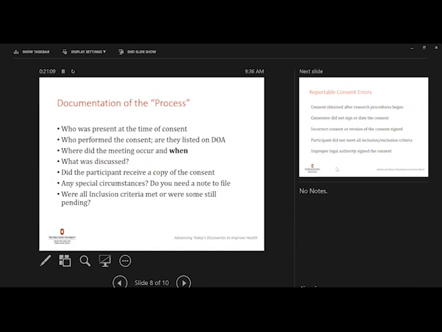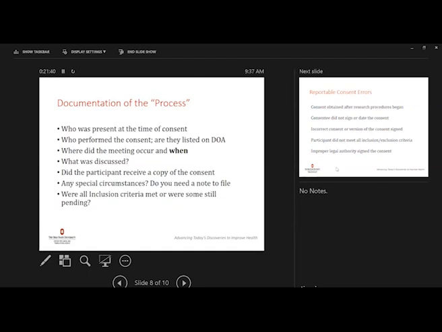A lot of centers will use a progress note. That's what we used at Children's, that would go through and document who was present at the time of consent. For pediatric studies, that's very important because sometimes you have parents who have different guardianships, so you want to know whether the mother was there or the father was there or both were there.